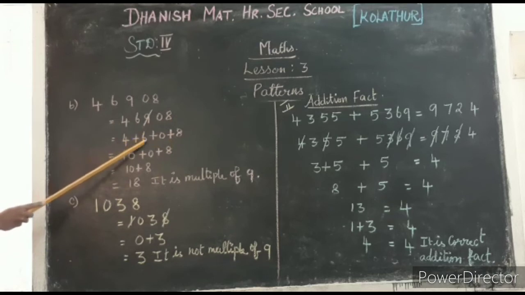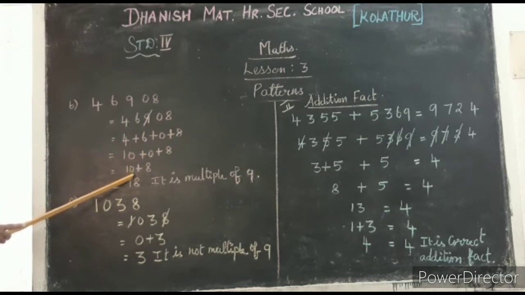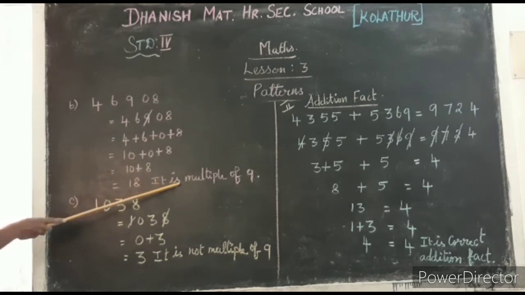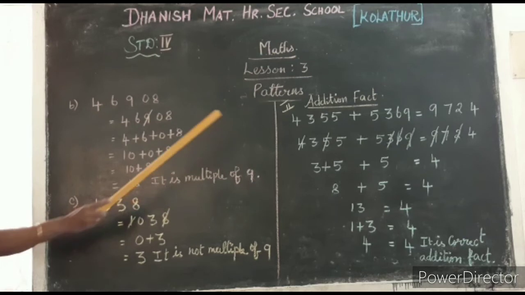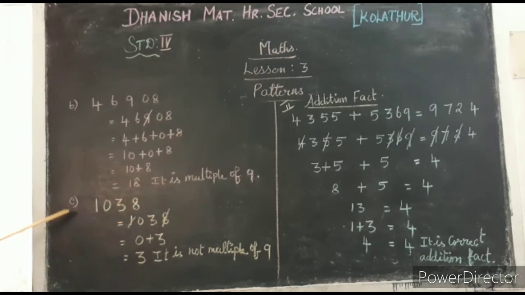So 4 plus 6 is 10, plus 0 is 10. Again 10 plus 8 is equal to 18. So see here, now they got the answer 18. Check, will 18 come in the 9 table? Yes, 9 ones are 9, 9 twos are 18. So 18 will come in the 9 table. So it is a multiple of 9. Understood, children? So now we are going to see C sum.